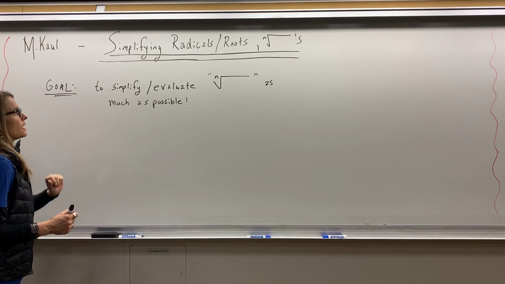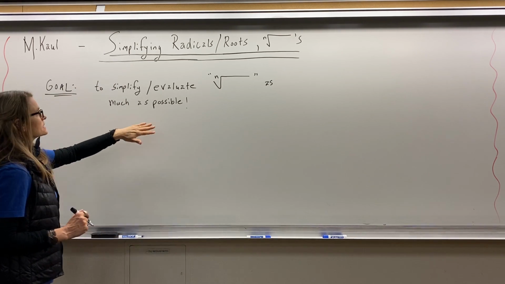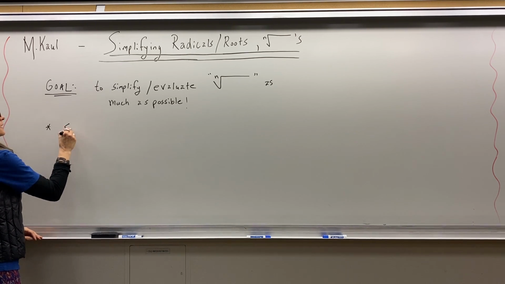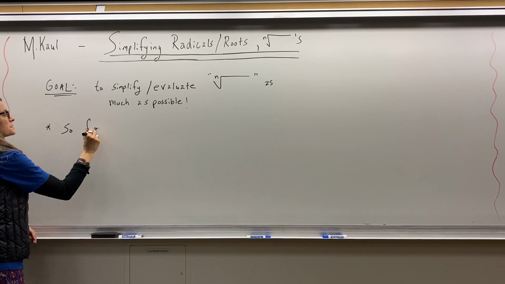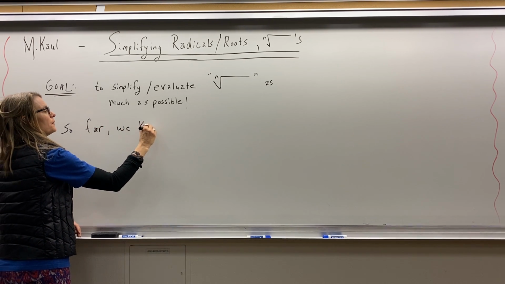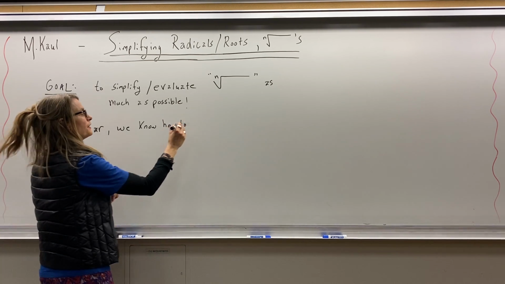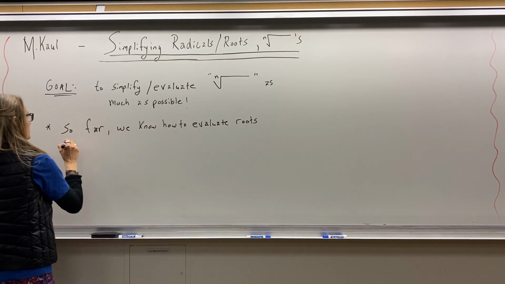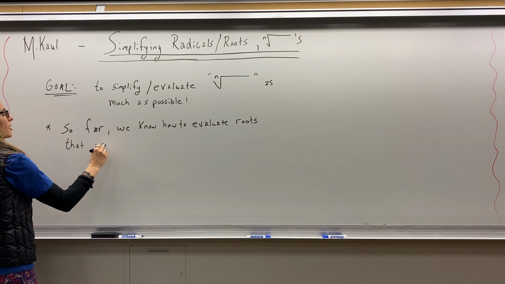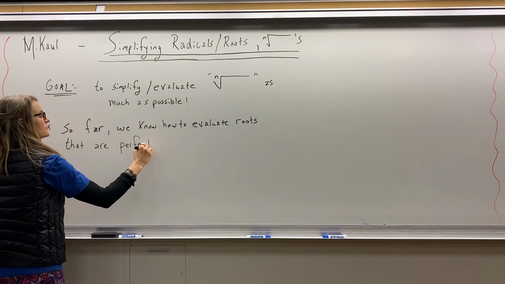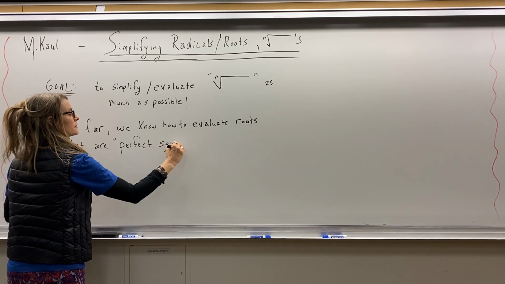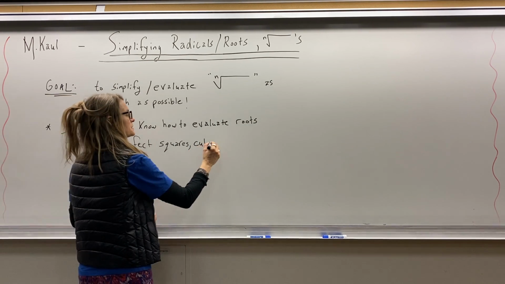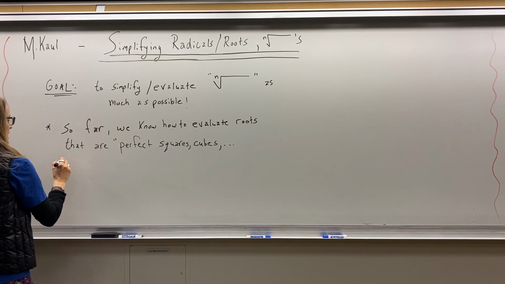So anyways, a lot of these roots come with many different indices, and what we're familiar with is how to do perfect roots. So far, we know how to evaluate roots that are perfect squares, but not just squares. If we're looking at the third root, we're looking at perfect cubes, etc., such as.